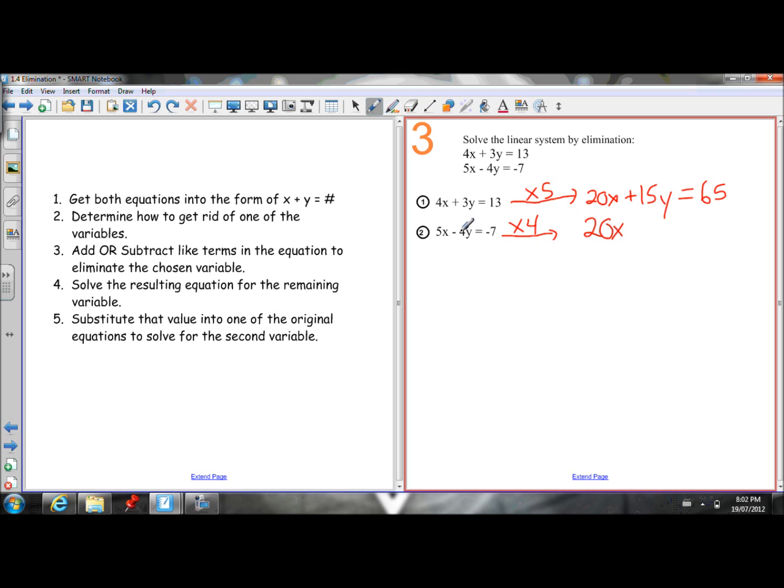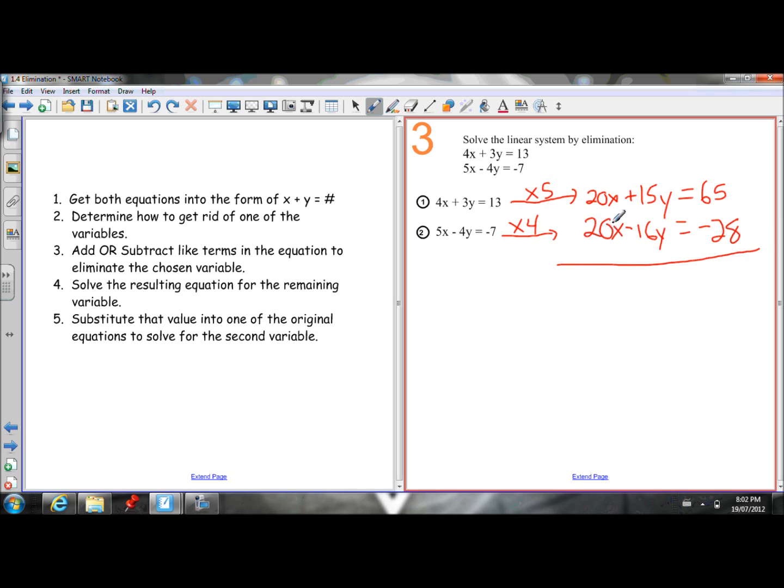Okay, I then have to multiply that negative 4y by 4. That gives me negative 16y equals, multiplying by 4 here, so 7, 14, 21, 28, negative 28.